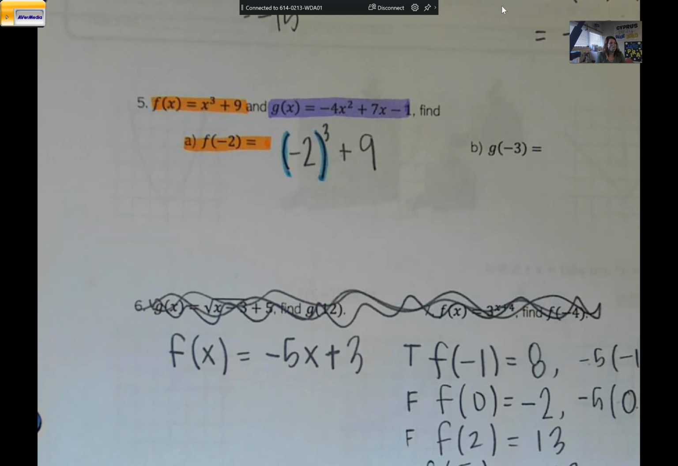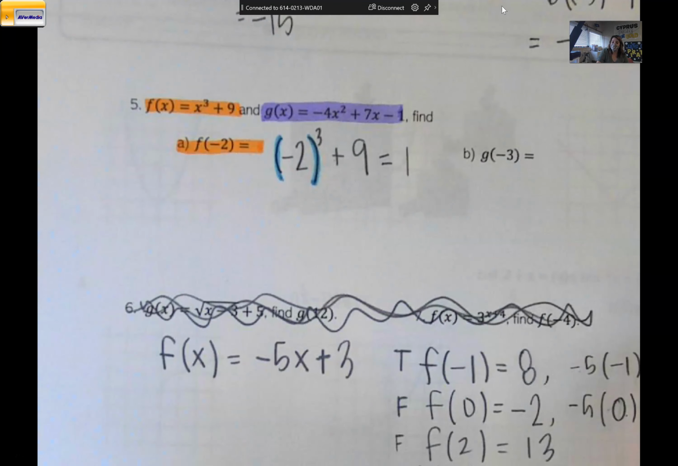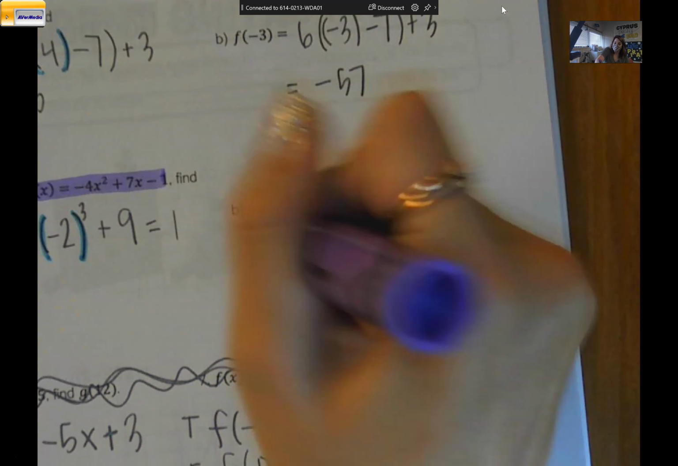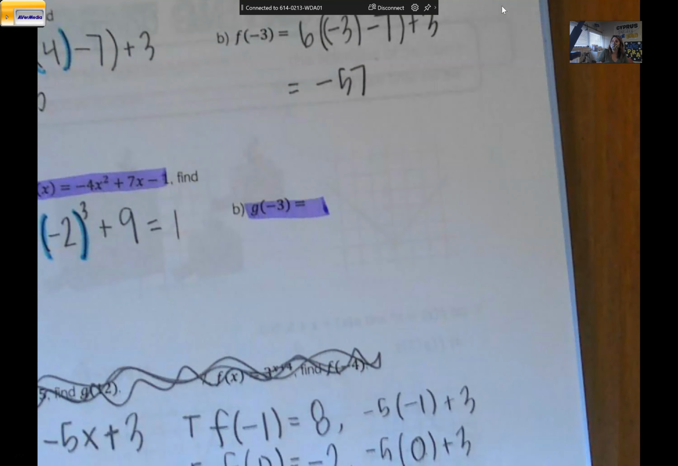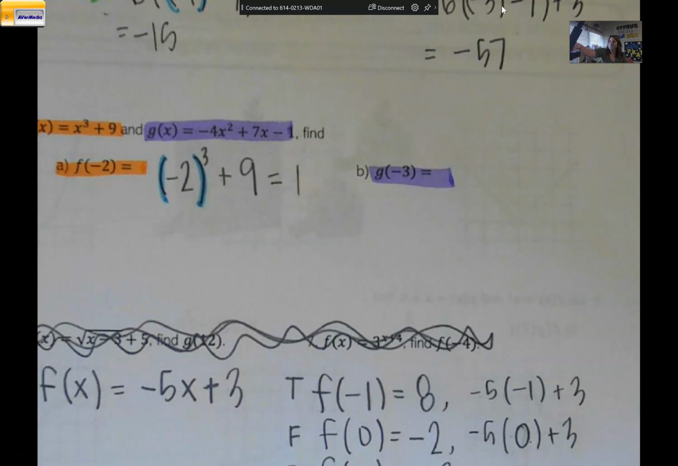Okay, show me. Okay, 1. Okay, now you find g of -3. So you switch over to the other function, and make sure that you use your parentheses because that one's got a lot of business going on.